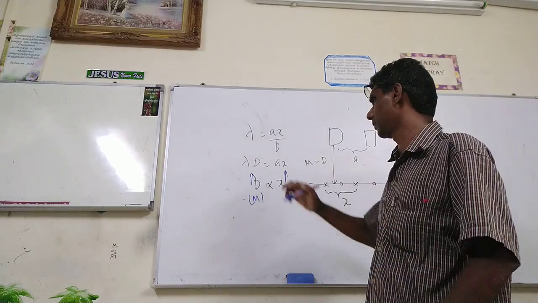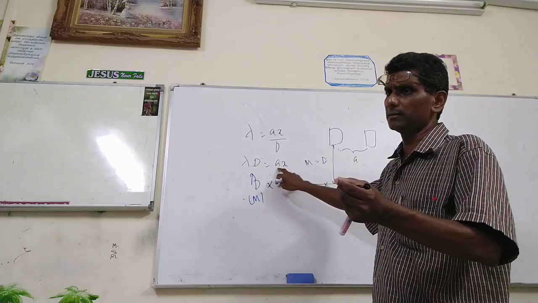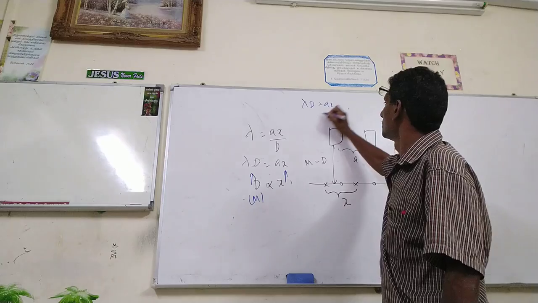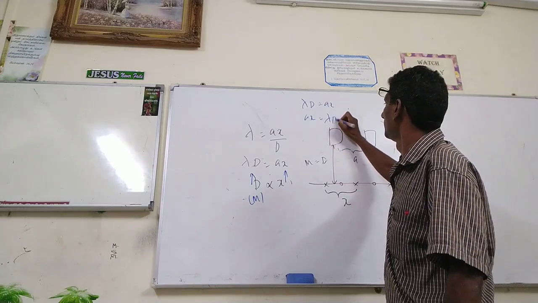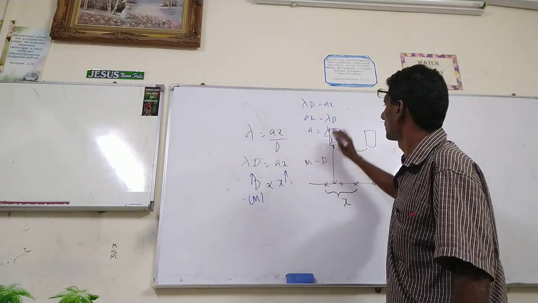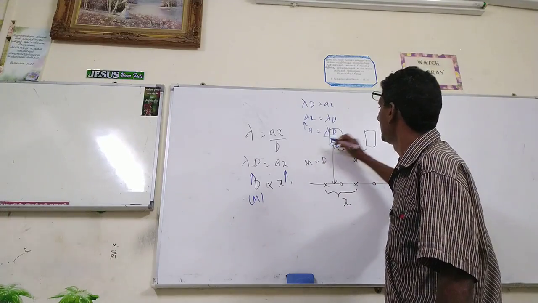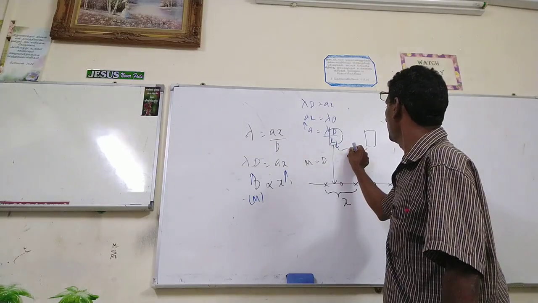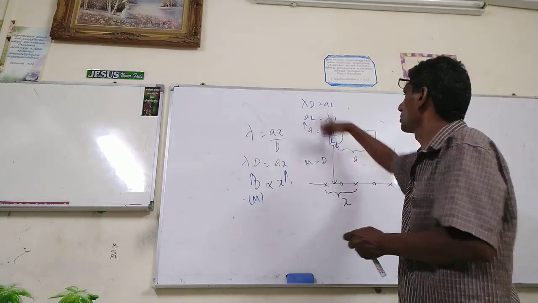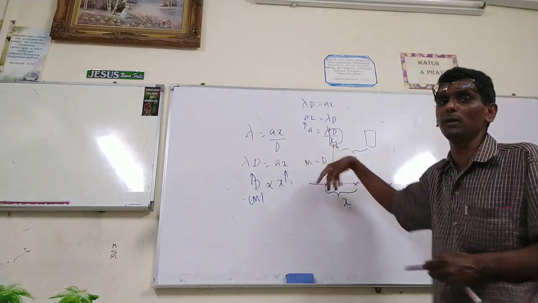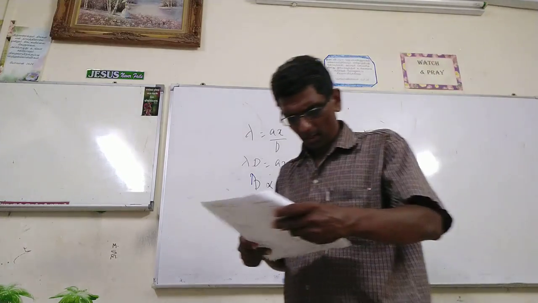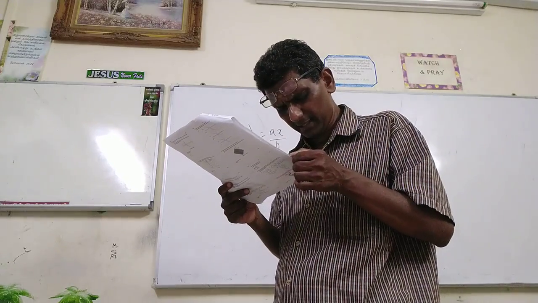Sometimes they will say a increases. For example, lambda D equals aX, so a equals lambda D over X. If a increases, X decreases. The distance between two loudspeakers increases, so X decreases. So this is how we must do the question. You must manipulate the formula. Okay, question 33, the answer is A.